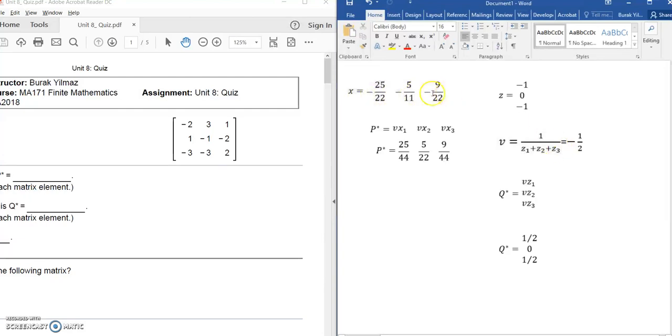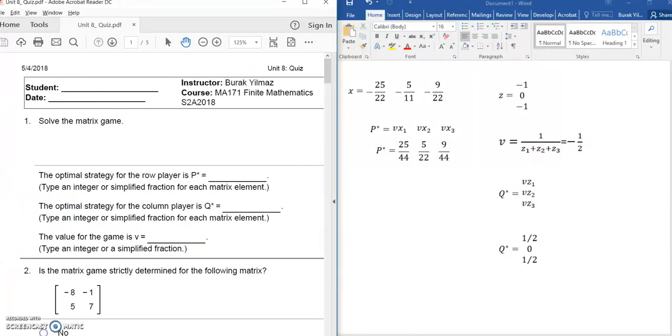Seeing that the X values are kind of complicated, they're fractions, it would be really hard to add those. I mean, not too hard, but adding Z's is relatively a lot easier because you get -1 plus 0 plus -1, which makes -2. So you get V equals 1 over -2, or -half. And if you do it with X, the hard way, you'll still get -half. It's going to be the same. So we found V, which is the value of this game. The value of the game V is -1 over 2 as a simplified fraction.